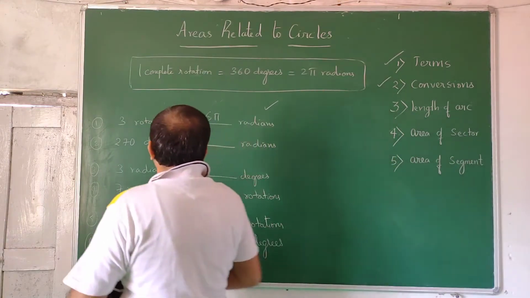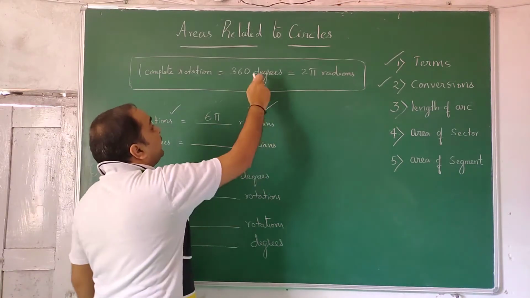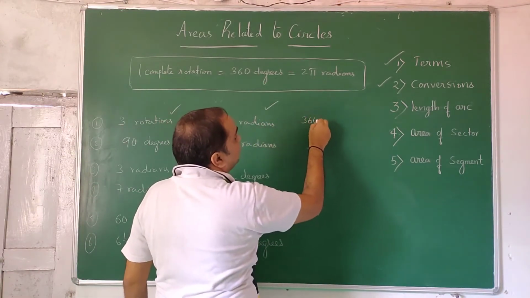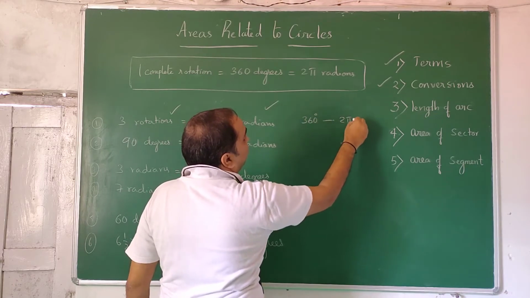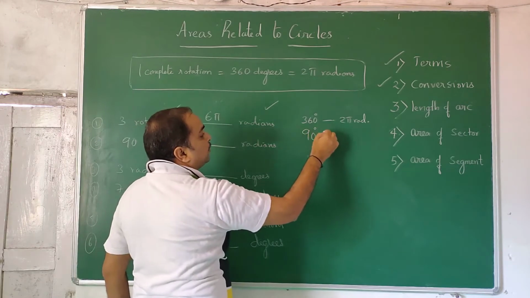Let us take a little easier question. 90 degrees is how many radians? Again, degrees and radians are to be connected. 360 degrees is 2 pi radians. 90 degrees is equal to x radians.